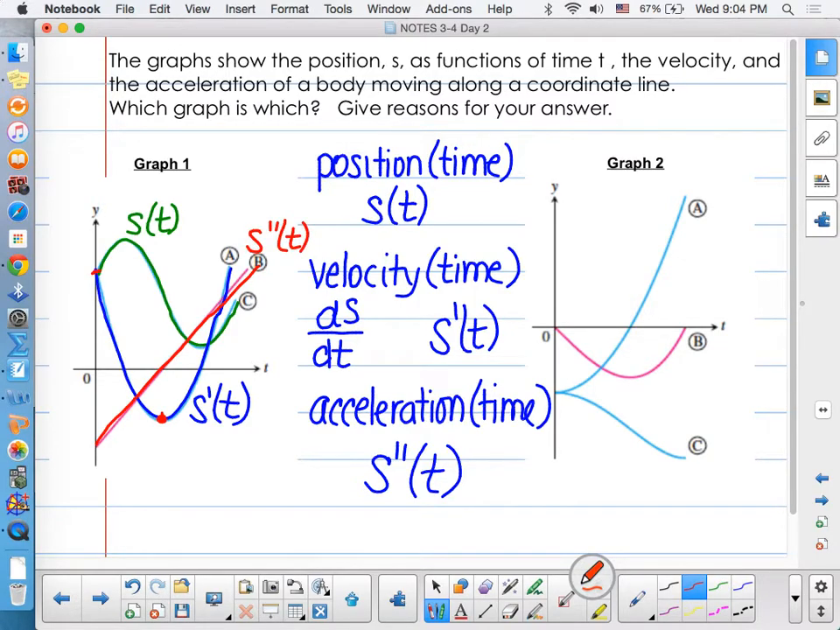Be sure that you can give some reasons for your thinking there that talk about the slope and the rate of change. Pause the video, see if you can do that for graph 2, and then come back.